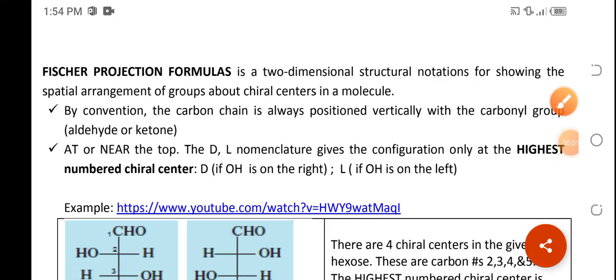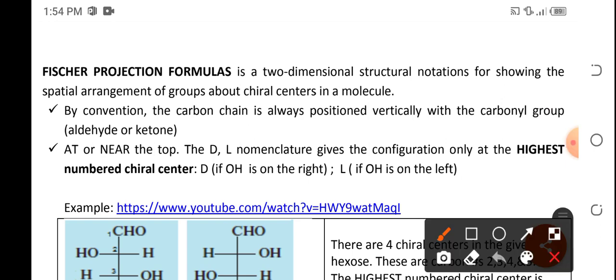Okay, so monosaccharide structure could be written through Fischer projection formulas. This is actually a two-dimensional structure notation for showing the spatial arrangement of groups about chiral centers in a molecule. So, paano tong Fischer projection formula?